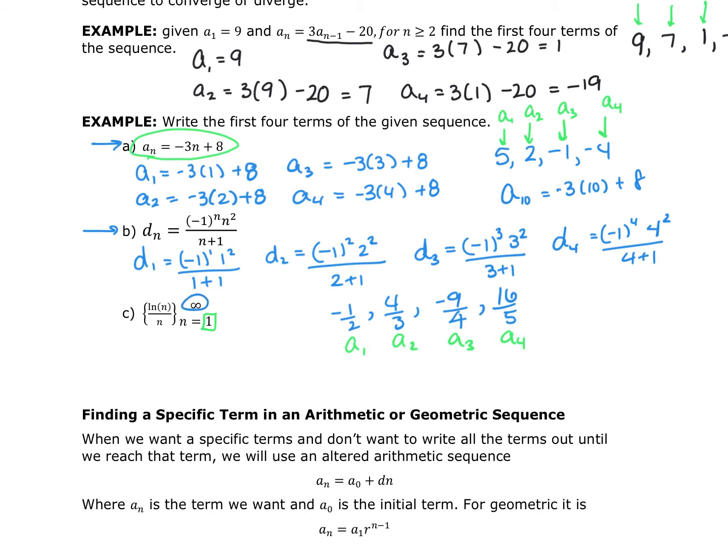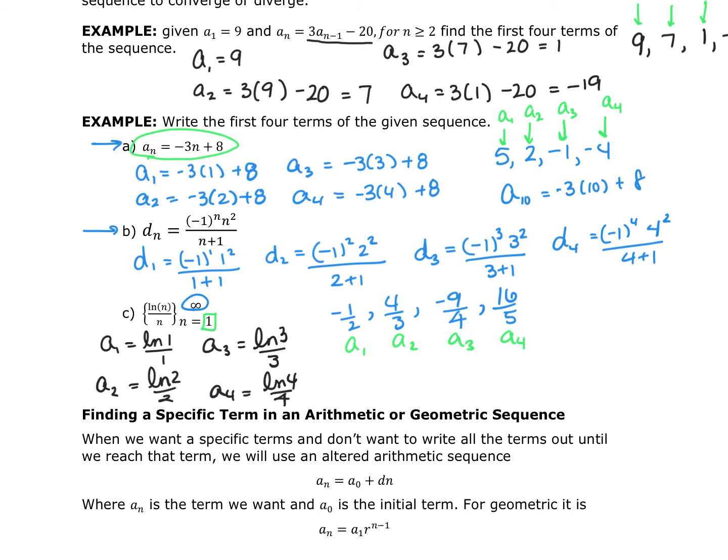So we start out with our a sub 1, which will be the natural log of 1 divided by 1. A sub 2, which will be the natural log of 2 divided by 2. A sub 3, the natural log of 3 divided by 3. And a sub 4, which is the natural log of 4 divided by 4.